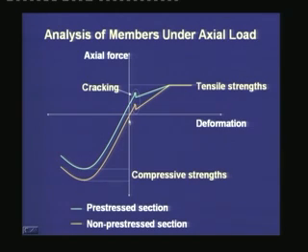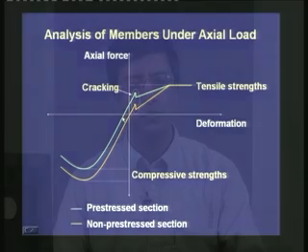Now, compared to a non-pre-stressed section, which is represented by an orange line, let's observe what happens to a pre-stressed section, which is represented by the blue line. The first thing we see is that the pre-stressed section has a curve which has been offset from the origin. What it means is that at zero external force, we have some negative deformation, and that is true. That means under the pre-stressing force, we have an axial compression in the member.